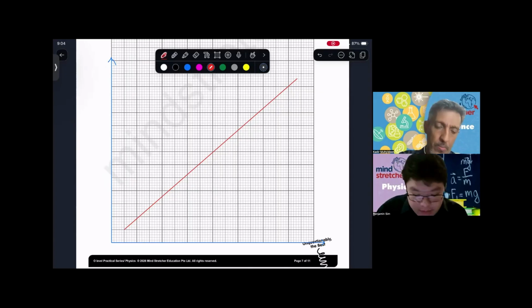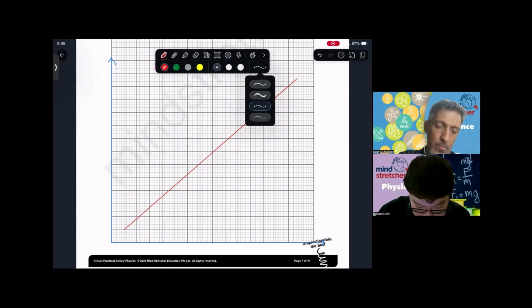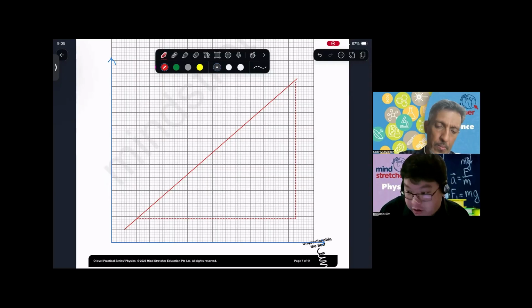Okay, now what do I mean by 50%? 50% means you use, let me use my dotted lines, we use more than 50% of the line when we are trying to find our gradient. Okay, we use more than 50% of the line when we are trying to find the gradient.